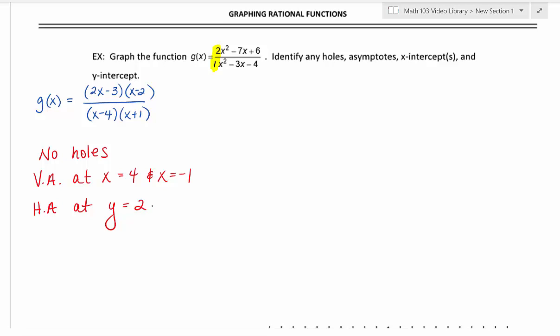Oblique asymptotes exist only when the degree of the numerator is exactly one larger than the degree of the denominator. Is the degree of the numerator one larger than the degree of the denominator? No, it's not. Therefore, we have no oblique asymptote.